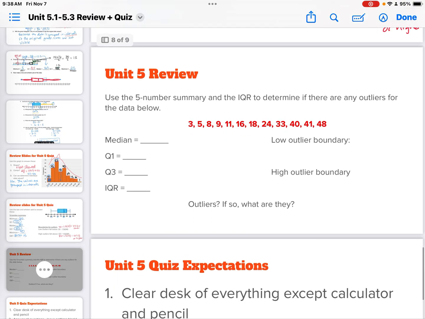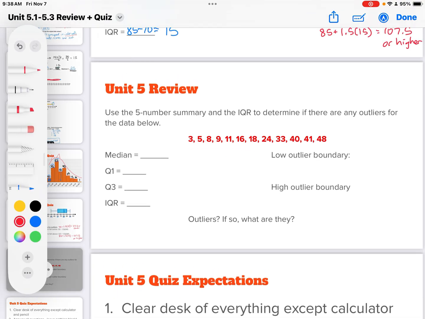Last one here, we've got a set of data. The data is put in order, so that makes it nice. I don't have to put them in order first. To figure out the outliers, we first figure out our medians. Let's see how many data values we have. 1, 2, 3, 4, 5, 6, 7, 8, 9, 10, 11, 12. So I'm going to have 6 values in the lower half and 6 values in the upper half. Our median is the middle of 16 and 18, so 16 plus 18 divided by 2. 17 is our median.